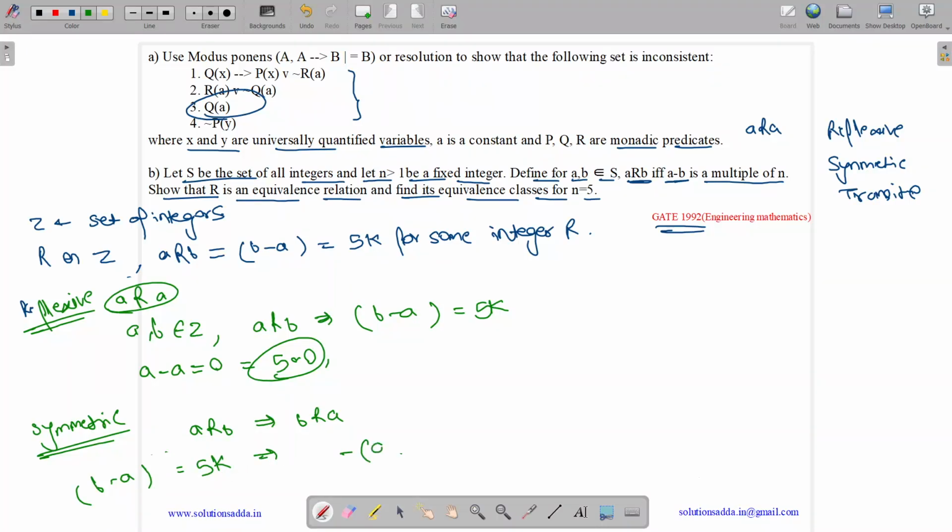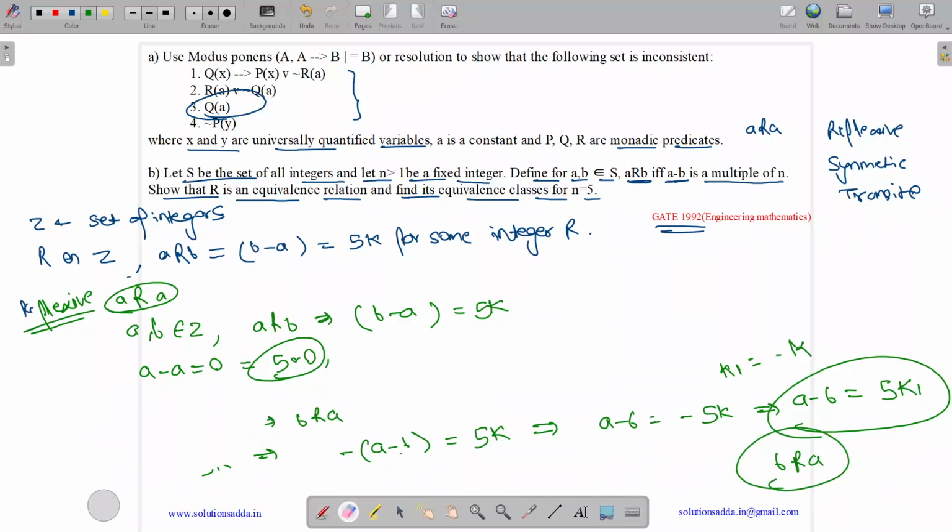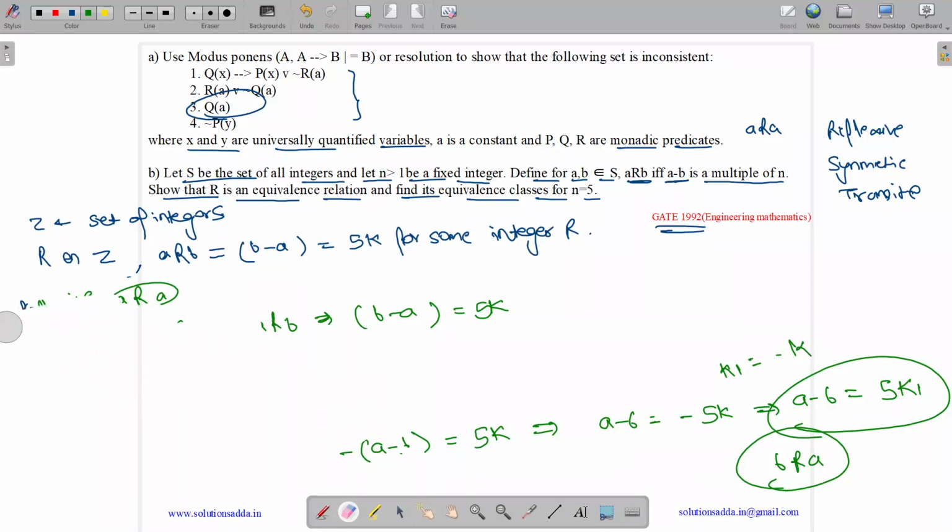Can we take minus common? Yes. Minus of (A minus B) equals 5k. Can we move minus to that side? Yes. A minus B equals minus 5k. Can we write k1 equals minus k? So we will write A minus B equals 5k1, which means A minus B is also a multiple of 5, which means B is related to A. So thus it satisfies the symmetric property. A related to B implies B related to A.